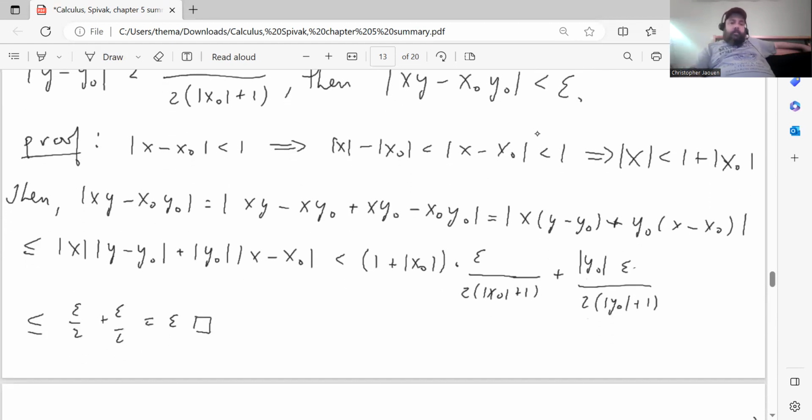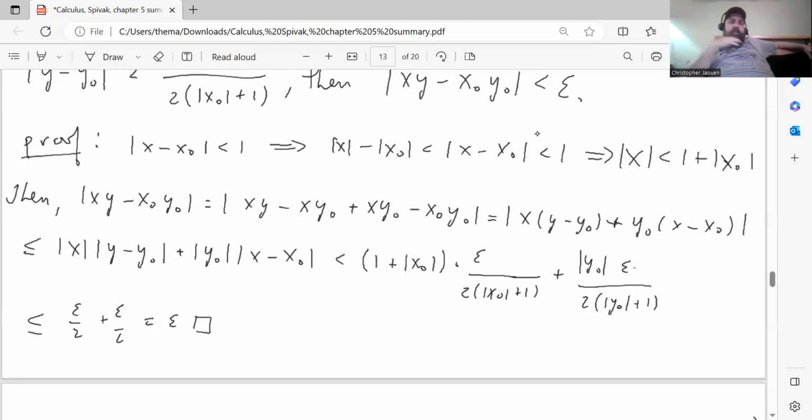Okay, so if absolute value x minus x0 is less than 1, then by a version of the triangle inequality, that means that absolute value x minus absolute value x0 is less than absolute value x minus x0, which is less than 1, which means that absolute value of x is less than 1 plus absolute value x0. Again, you could see the proofs of the triangle inequalities if you go back to the videos from chapter, I think we proved it in chapter 1. If not, it's chapter 2, but you could go back and look.